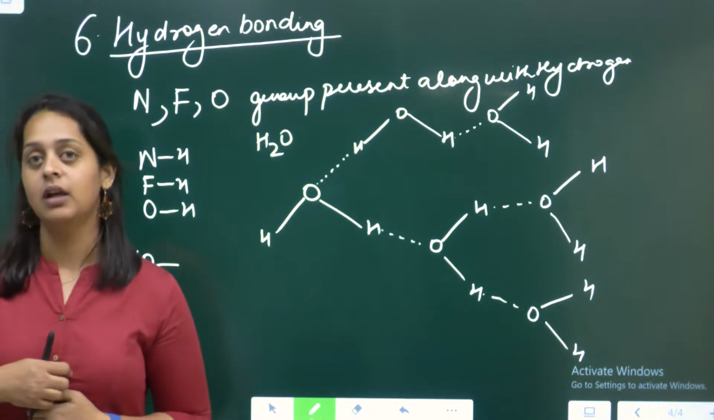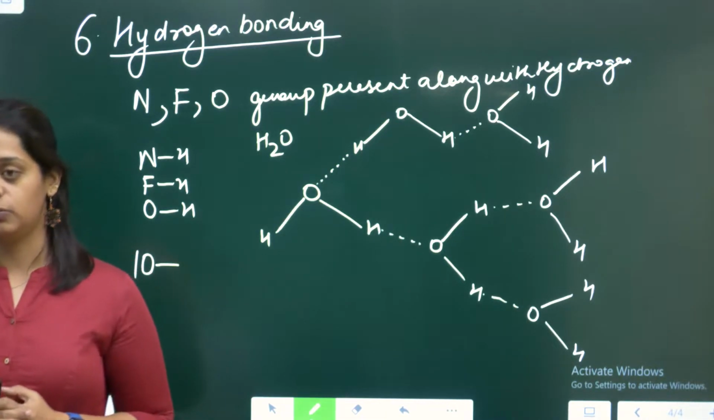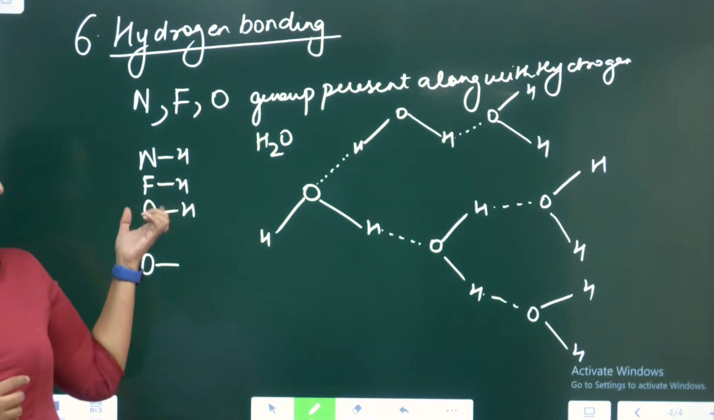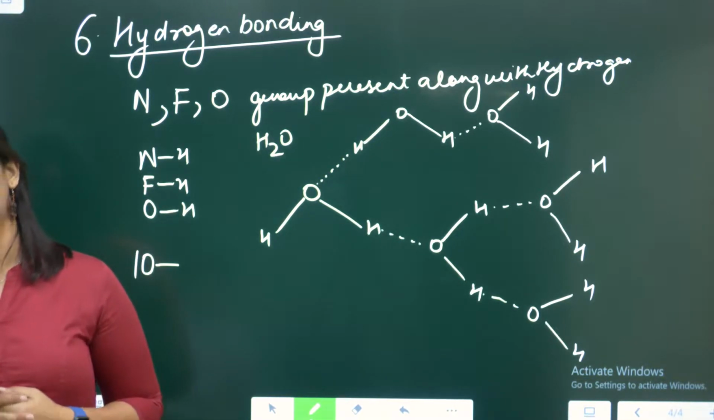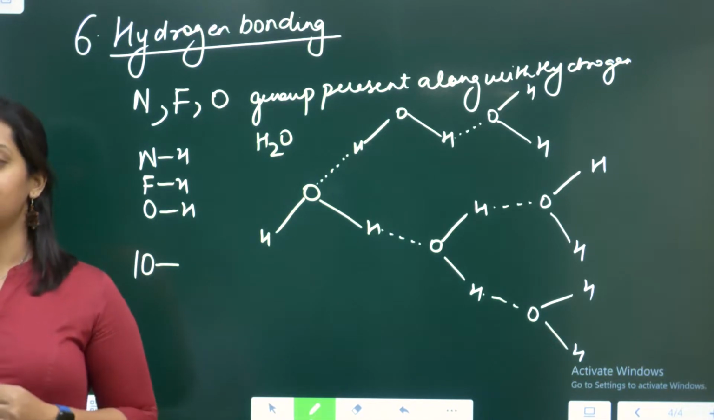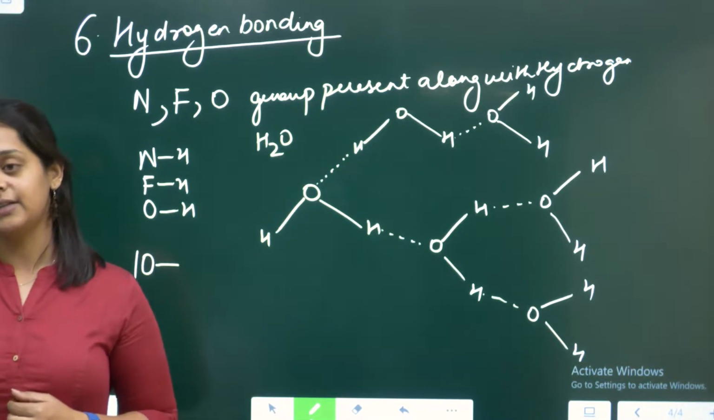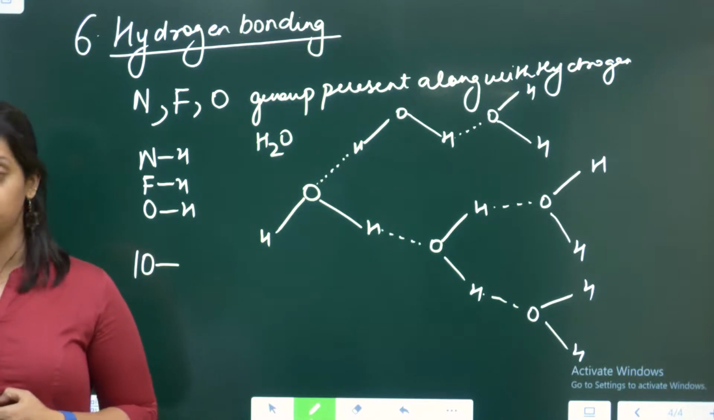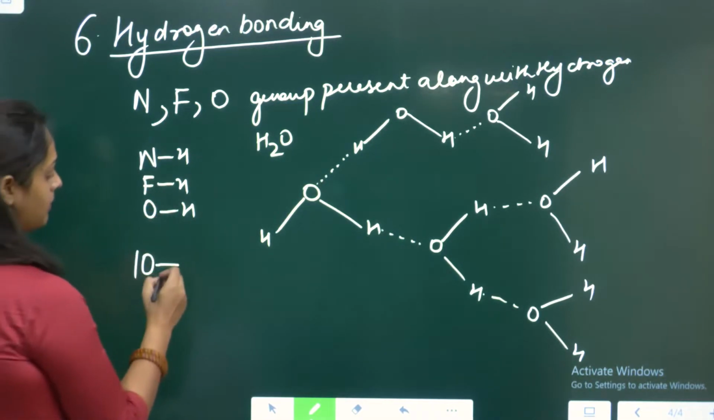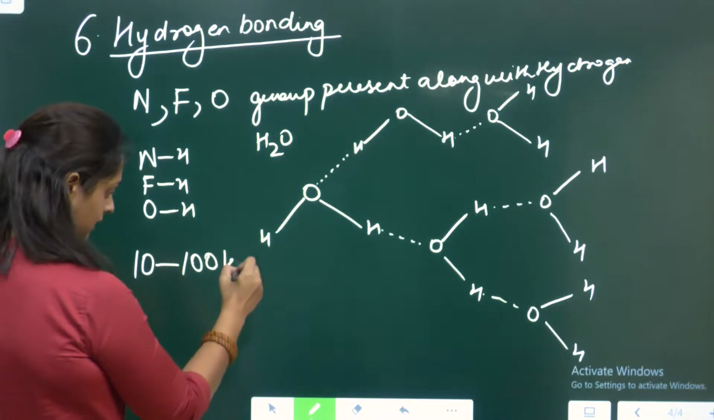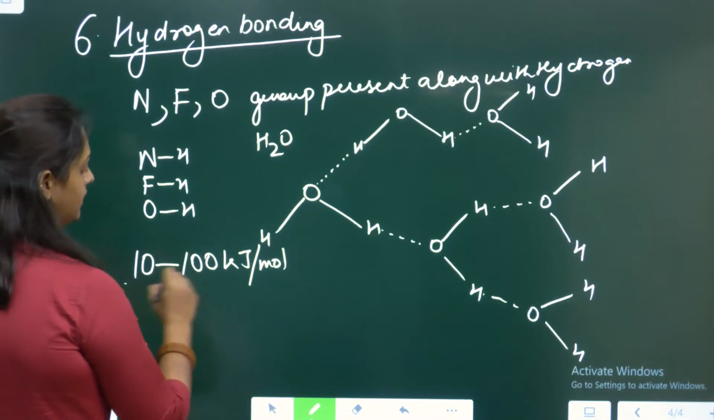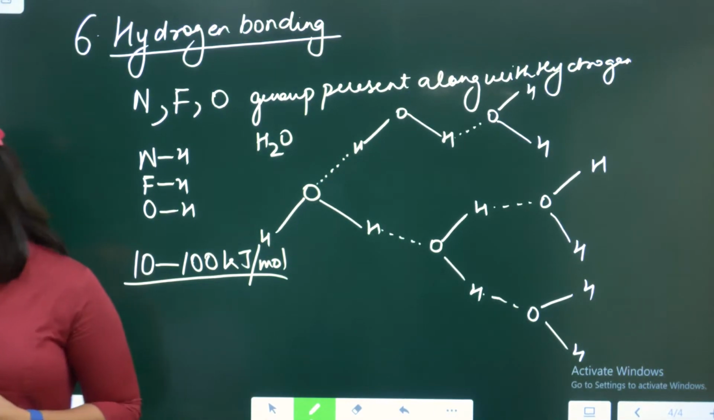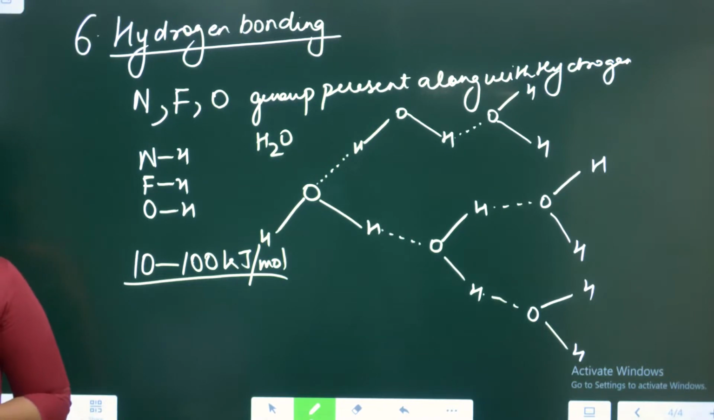So if I have to explain the high boiling point of a molecule in which an OH, NH or FH bond is present, I will explain why: a hydrogen bond is a strong interaction in the liquid, requiring higher energy. Hydrogen bonds are strong. So that's what I was coming at. The hydrogen bond energy is almost 10 to 100 kilojoules per mole. So that is how strong it is.